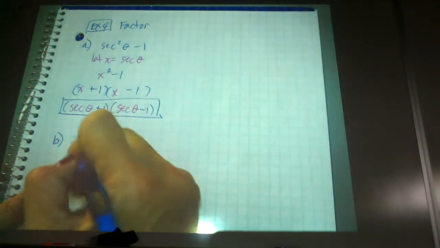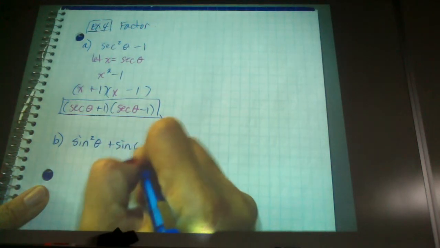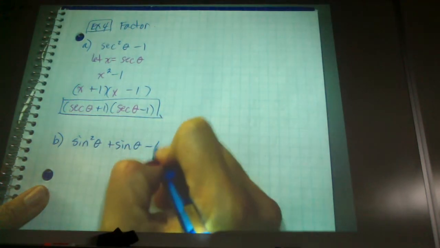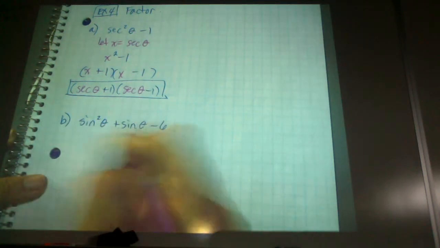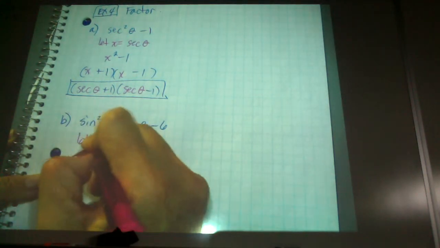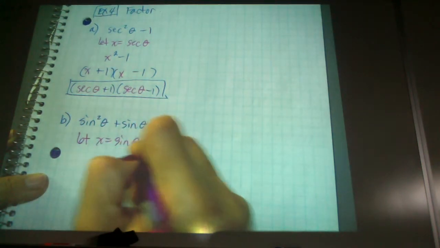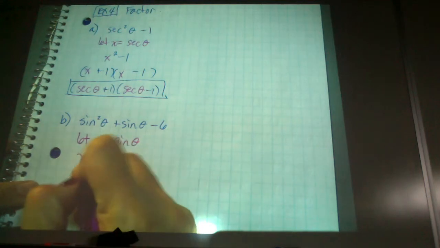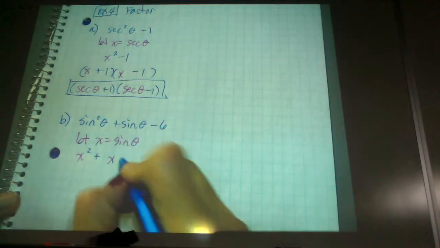And B is sine squared theta plus sine of theta minus 6. Again, you could factor it without substituting, but this one's now a little bit more complicated than A in the sense that we have two sines in here, but you want them to be the same trig function, which is fine. So you could choose to let x equal just sine of theta, because then this one becomes x squared plus x minus 6.